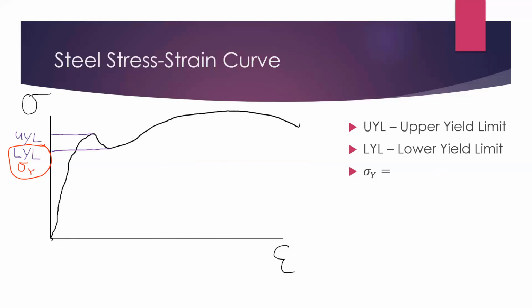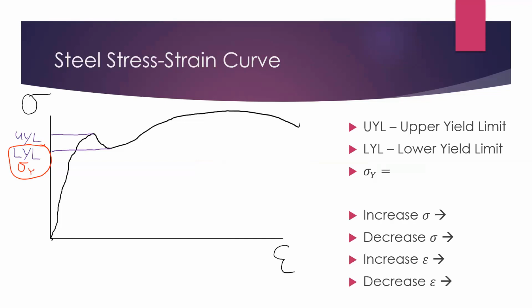Below that value, you have a linear relationship for steel between stress and strain. After that, you get significantly more deformation with the increase in stress, and that's what we consider yielding. So sigma Y is the lower yield limit? Yes.